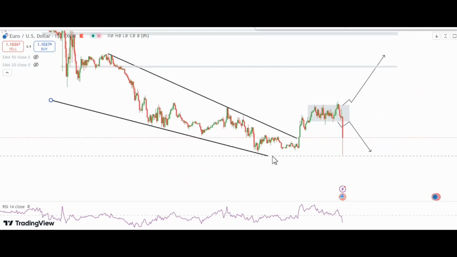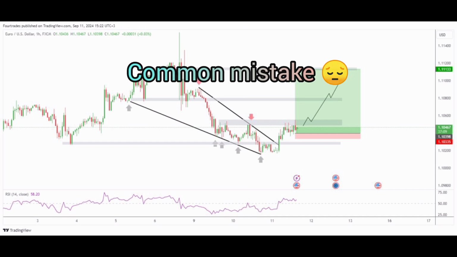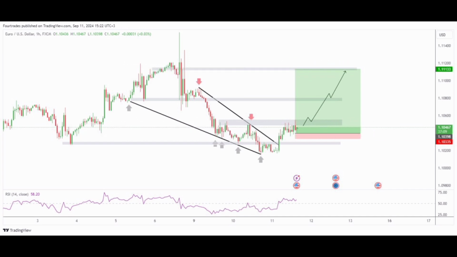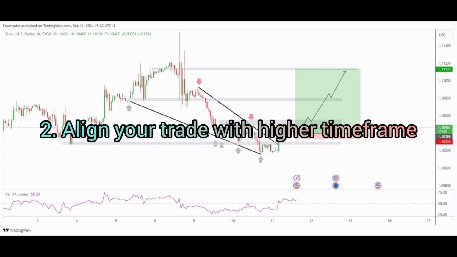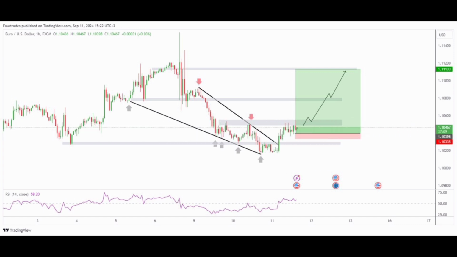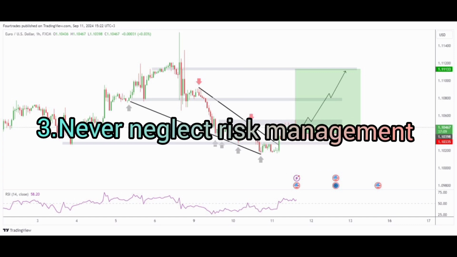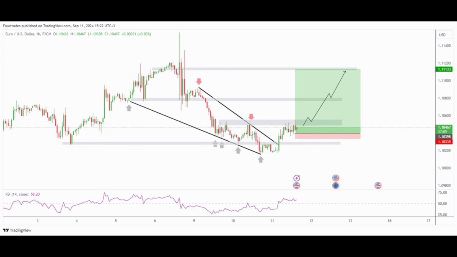Before we wrap up, here are some common mistakes to avoid. First, don't overtrade on the 15-minute chart. The lower time frames can be noisy. Second, always align your trades with the higher time frame trend. And third, never neglect risk management, even when you're confident in a trade setup.